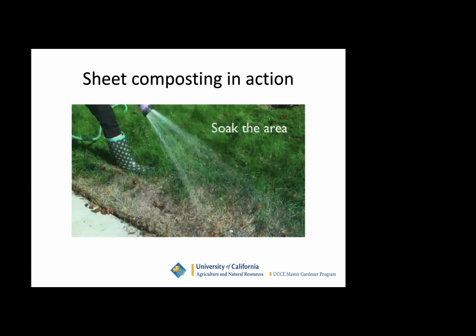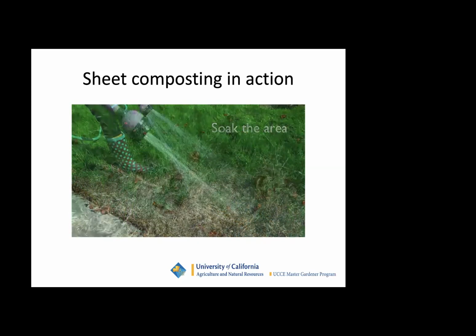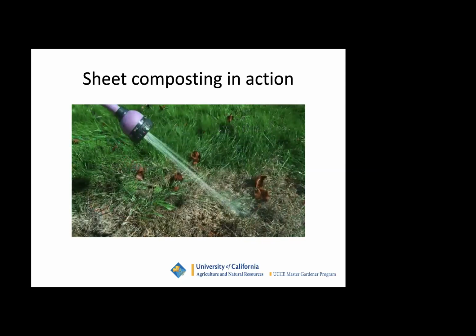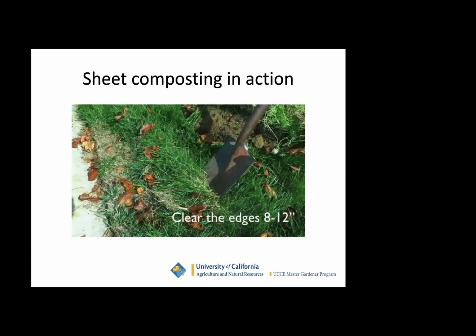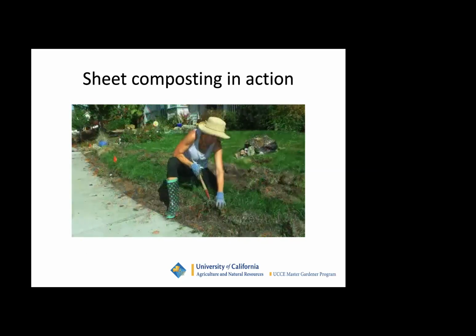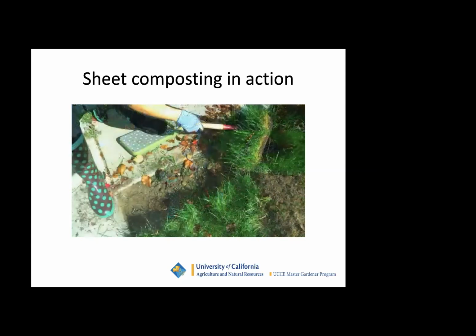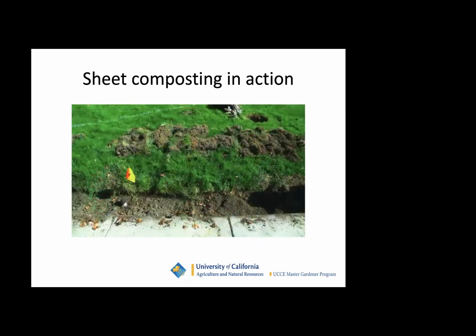Next, we're going to soak the area with water to start the natural process of decomposition. To avoid runoff and keep mulch from spilling over onto sidewalks or driveways, you can use a flat-edged shovel to cut the lawn away 8 to 12 inches from the edge of the concrete. The soil should be at least 3 inches below the grade, in other words, 3 inches below the top of the concrete. Your excess soil and sod can be mounded away from the edges and sheet mulched in place.